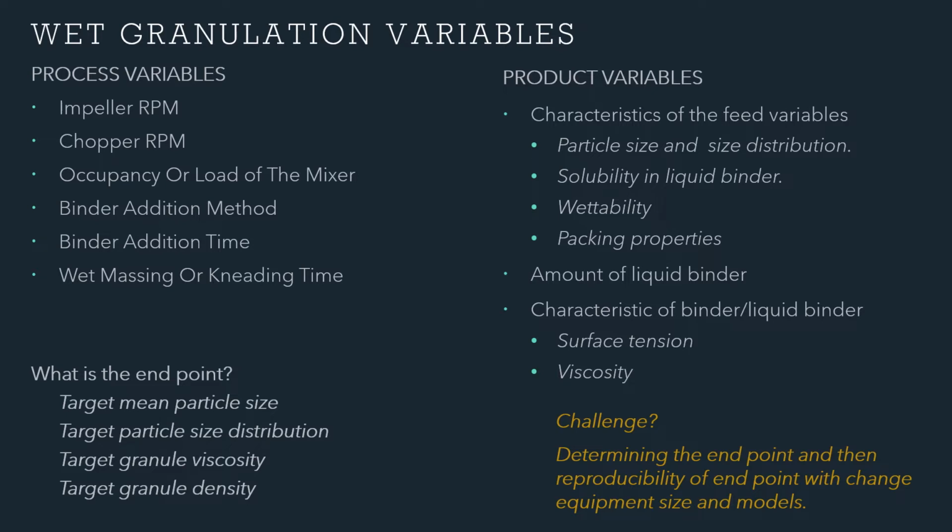Then wettability characteristics of the material, packing properties, bulk density of the material, then how much fluid uptake there is, and the amount of liquid binder. So what is the binder, quantity of binder, viscosity of the binder, and surface tension of the binder solution. These are the product variables, which we can fix in the formulation by excipient selection and formulation optimization. The process variables are impeller RPM, chopper RPM, occupancy, binder addition method, binder addition time, and wet massing or kneading time.